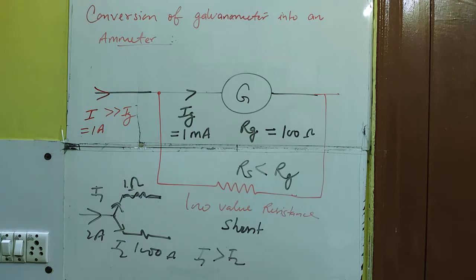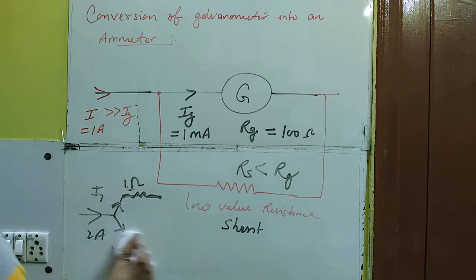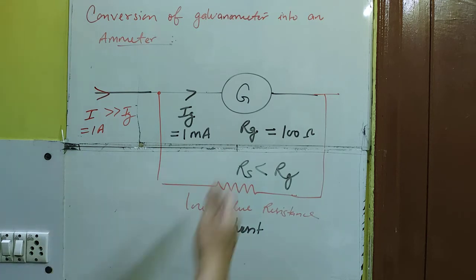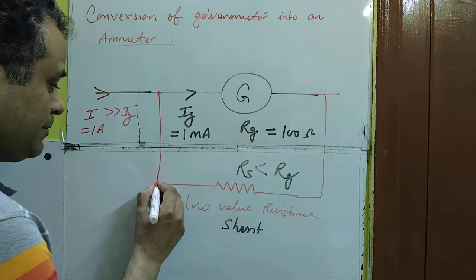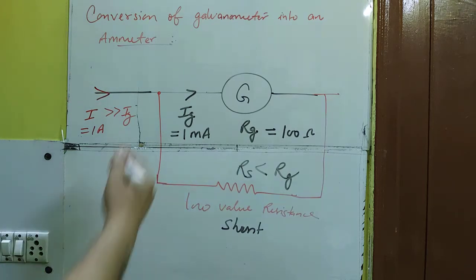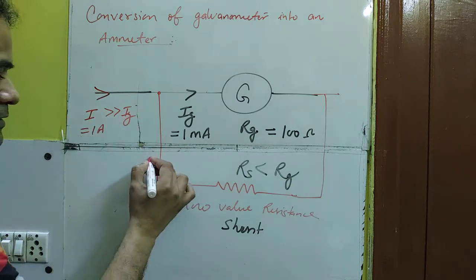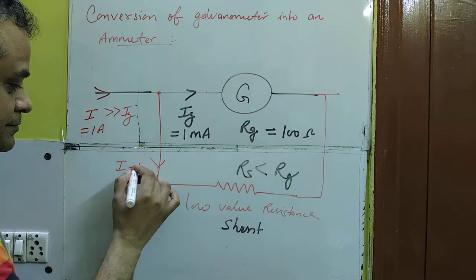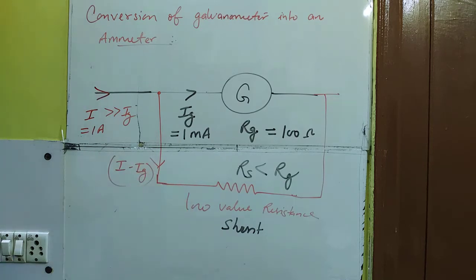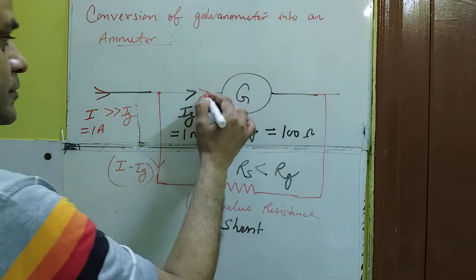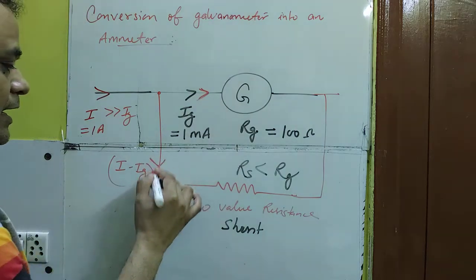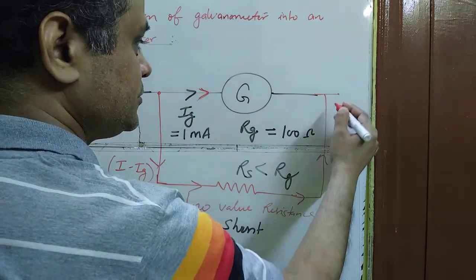So here I am choosing a shunt resistance of lower value than the galvanometer. Then what will happen, children? The maximum amount of the current will pass through this parallel shunt resistor. So what is the extra amount of the current? That is I minus Ig. So Ig current flows through the galvanometer and I minus Ig current flows through the shunt.